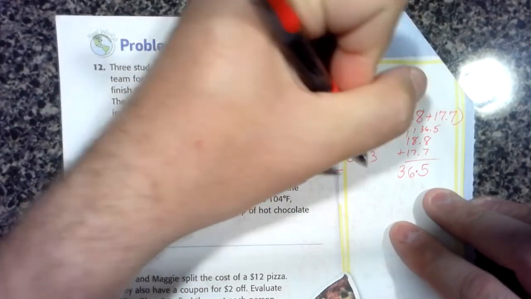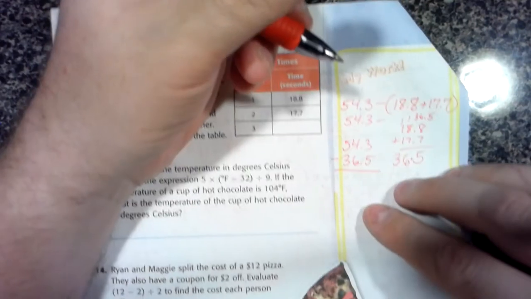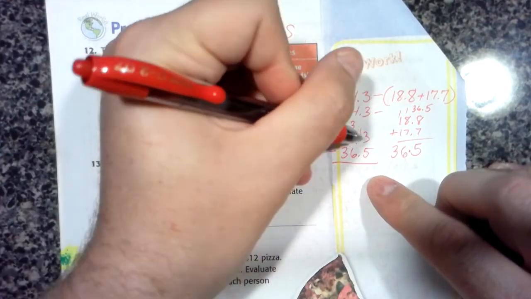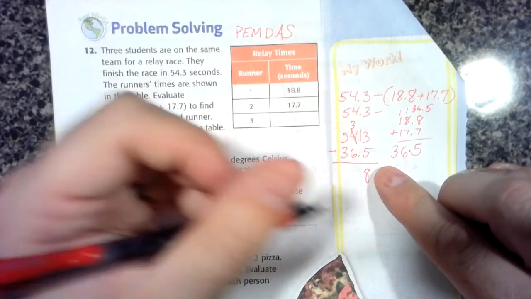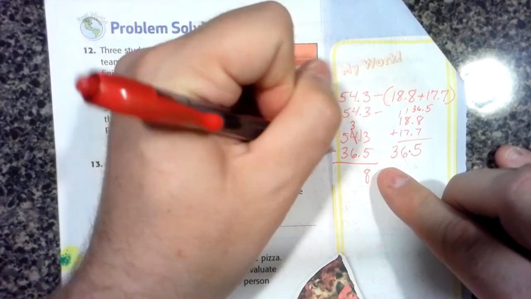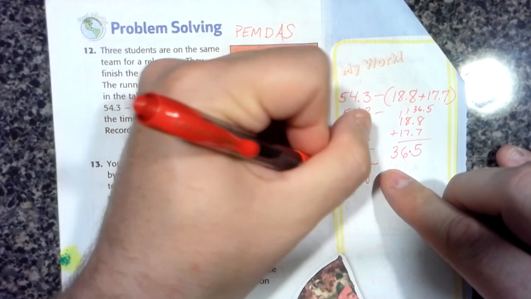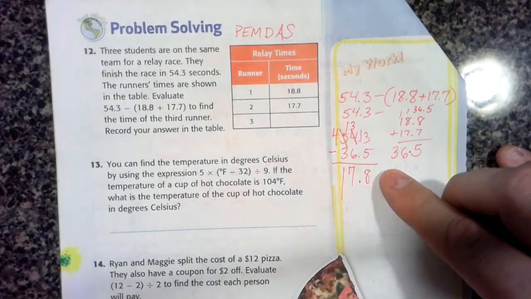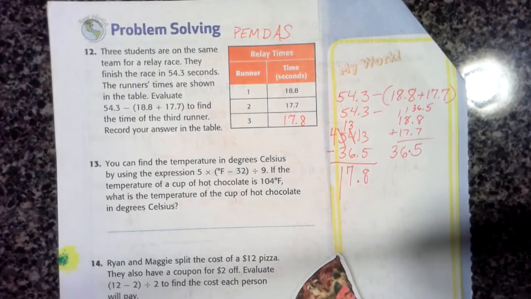We have 54.3 minus 36.5. I've had caffeine and I'm hyper. All right, so cross that out. 13 minus 5 is 8. Can't do this, right? We've got to borrow from this. Makes this a 4, makes this a 13. Makes this a 7, makes this a 1. We drop our decimal down right there. So our answer is going to be 17.8. And that's what we're supposed to find.